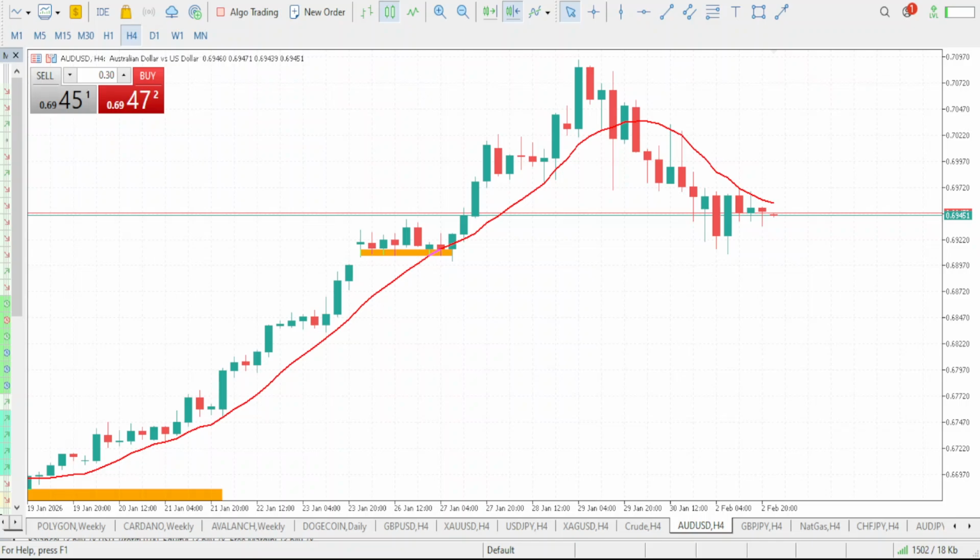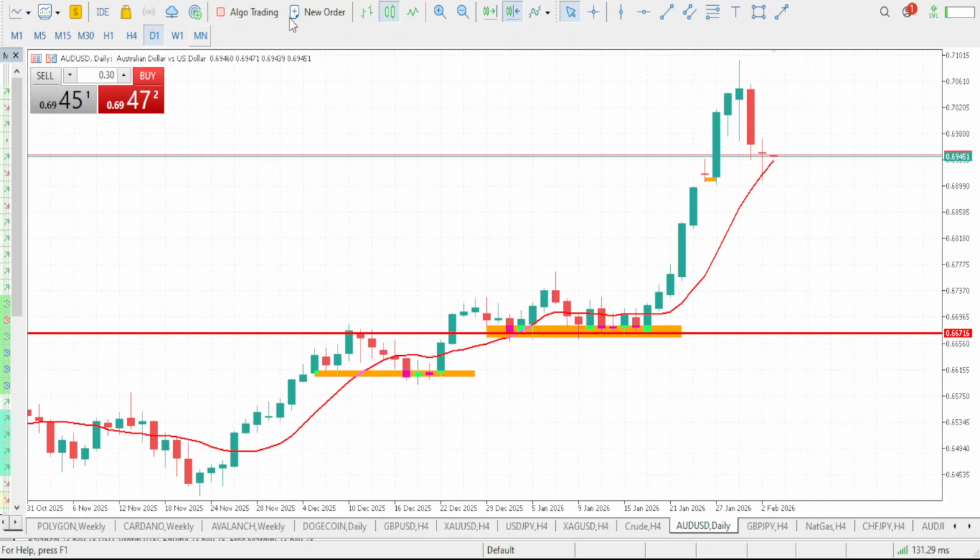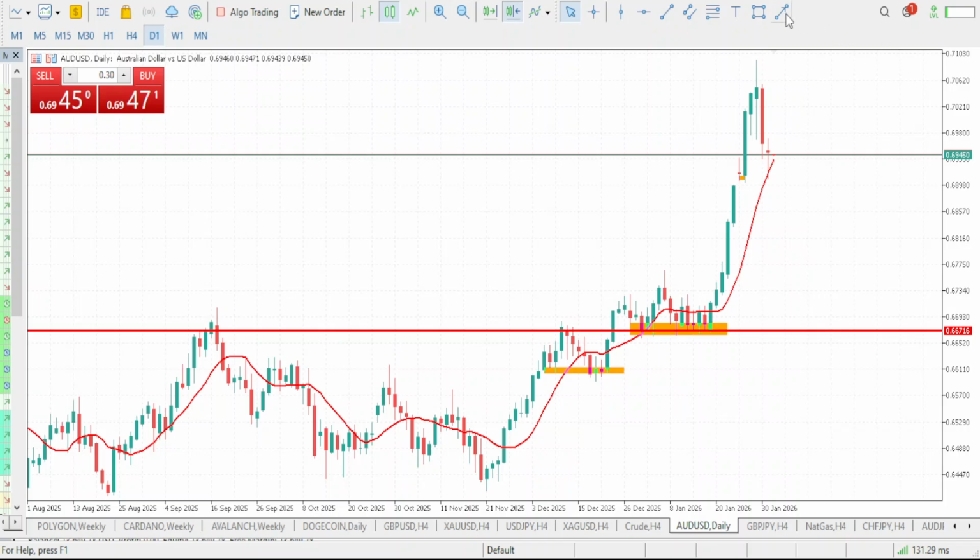Now let's take a look at what we are going to be expecting for the day on our AUD. So let's start with our main trend and we will take a look at our current trend. So the main trend on AUD is an uptrend. It is very clear that the main trend is very much in an uptrend.